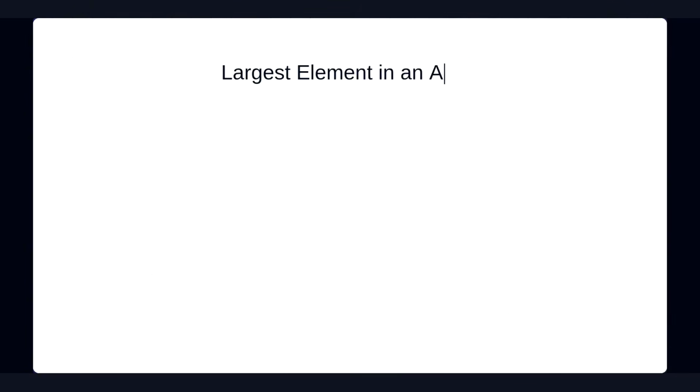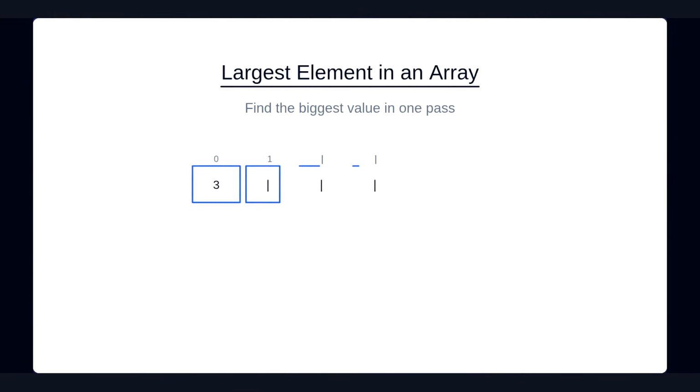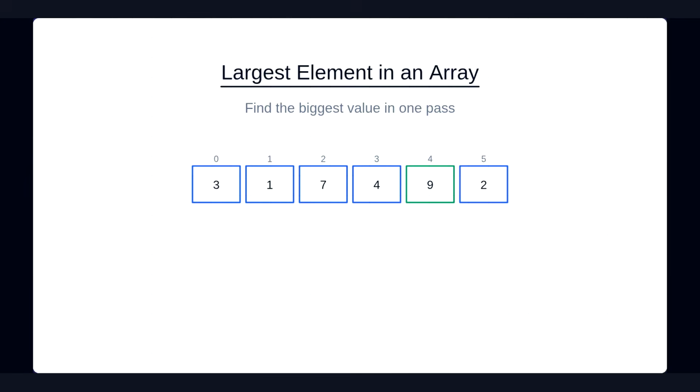We are given a list of numbers 3, 1, 7, 4, 9, 2, and we want the biggest one. Our eyes spot the 9 instantly, but a computer can only look at one number at a time. So how do we teach it to find the largest without missing any?